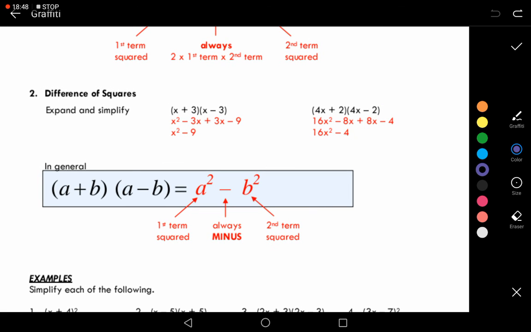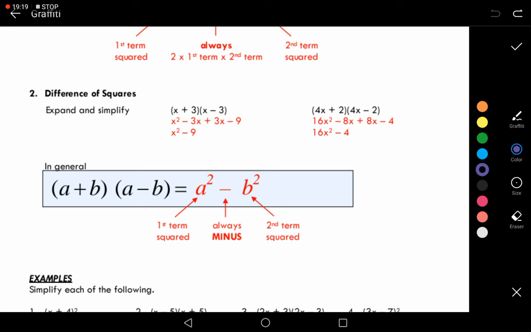time that we don't necessarily have to expand and simplify is when we have a difference of squares. So a difference of squares, all that means is that you're going to have two binomials where in one you're going to be adding a term and in the other you're going to be subtracting that same term. Okay, so notice how these two brackets look exactly the same except one is adding and one is subtracting. Same thing over here, right? We have 4x plus 2 and then we have 4x minus 2. So that's what we call a difference of squares.